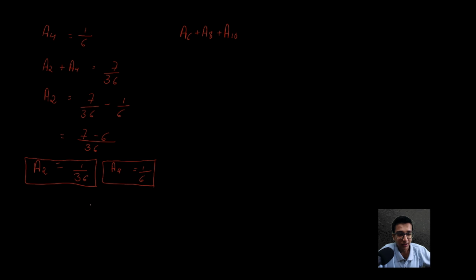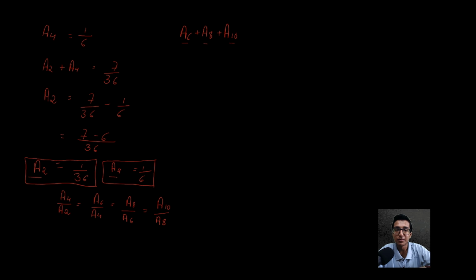If you see A2, then we have A4, and we have been asked A6, A8 and A10. All these are in gaps of 2. They are all multiples of 2. That means if we try to find out A4 by A2, that would be equal to A6 by A4, and that would be equal to A8 by A6, and that would be equal to A10 by A8.